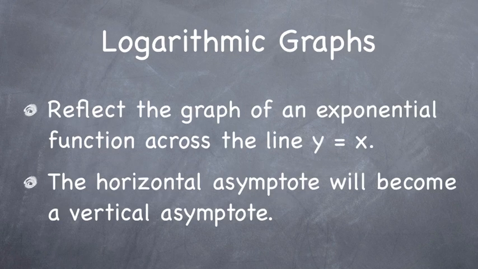Now, what this means then is that if we want to look at the graph of a logarithmic function, all we need to do is take the graph of an exponential function and reflect it across the line y equals x. So one thing to note is that remember that our exponential functions had a horizontal asymptote. When we reflect that horizontal asymptote across the line y equals x, it's going to become a vertical asymptote. So horizontal asymptotes from our exponential functions will become vertical asymptotes for the corresponding logarithmic function.